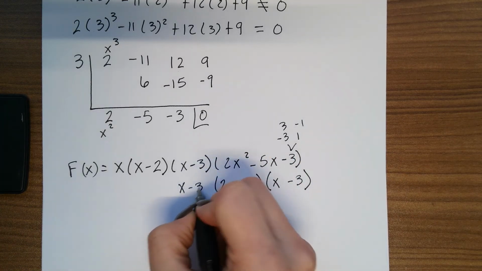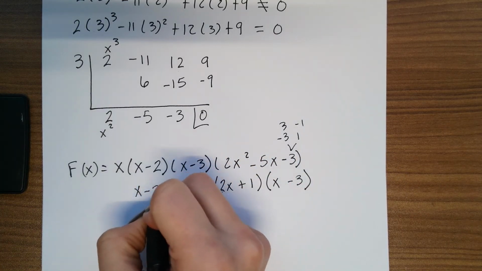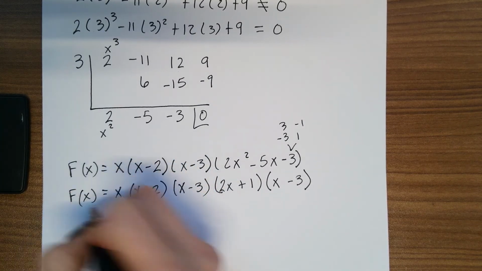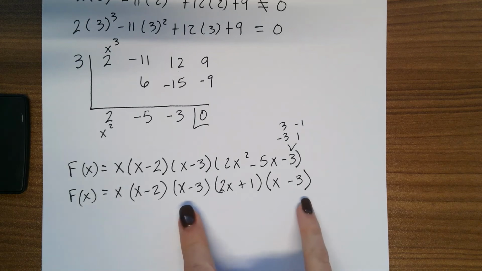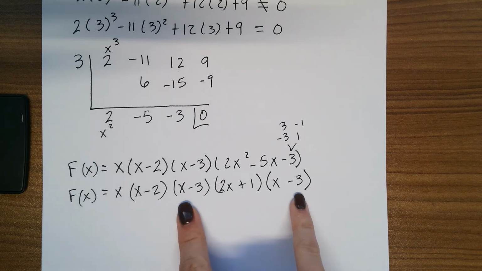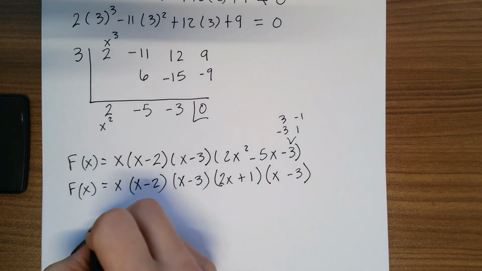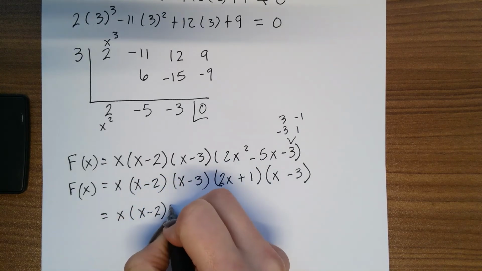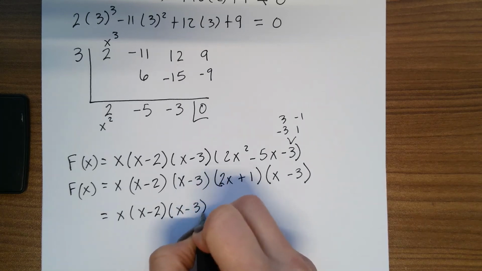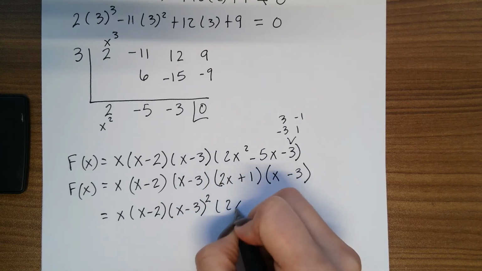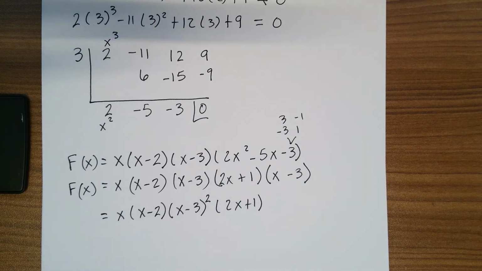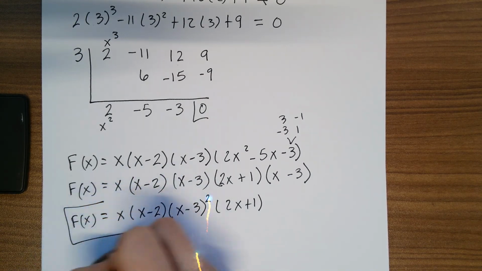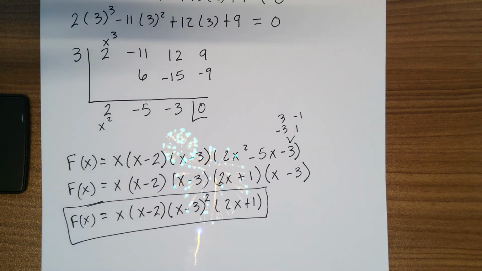Bringing down everything else that I had, I see that x minus 3 is a repeated factor or a repeated root. So I can write this as x times x minus 2 times x minus 3 squared times 2x plus 1. And now I have fully factored my polynomial. There we go.